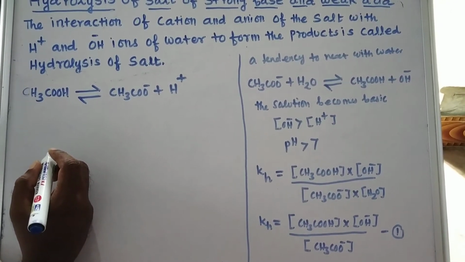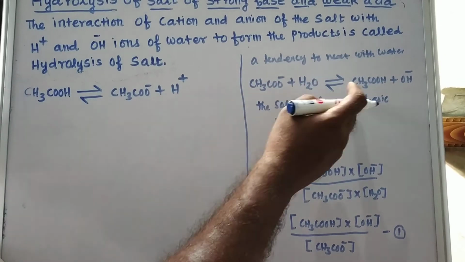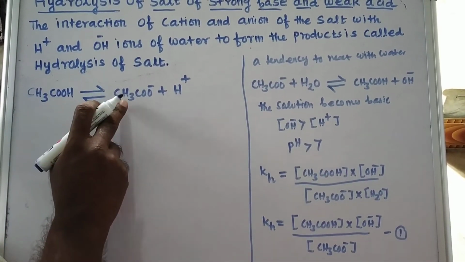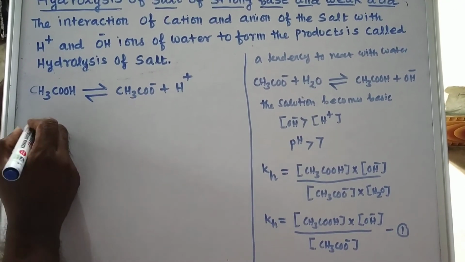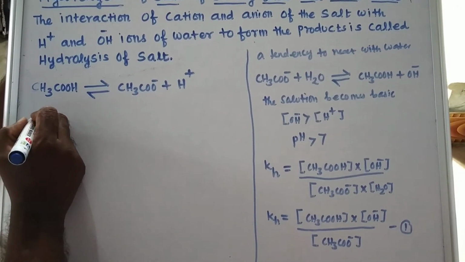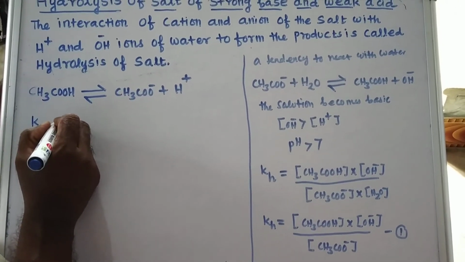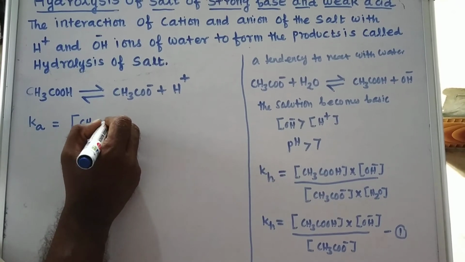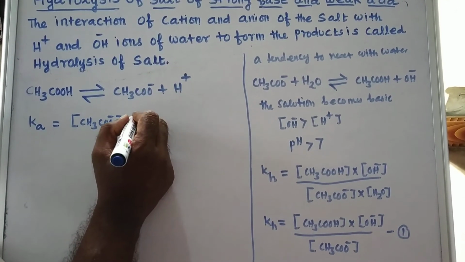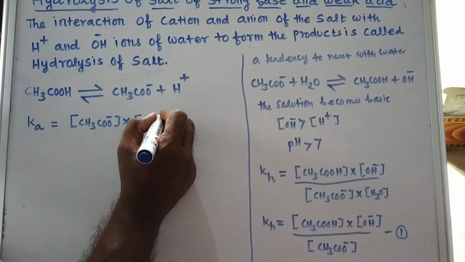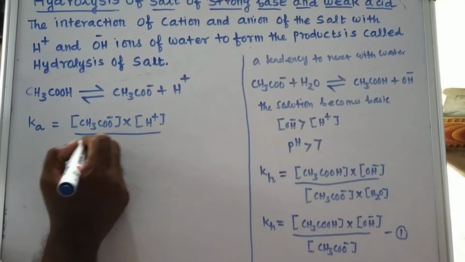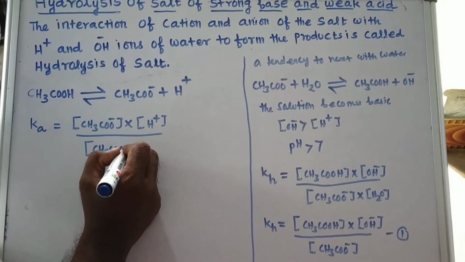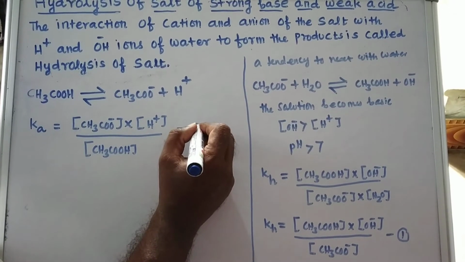Now let us consider the dissociation of the acetic acid formed. CH3COOH on dissociation forms acetate ion and H plus ion. Now I am going to write the dissociation constant Ka for this reaction. Ka is the concentration of the acetate ion into concentration of the H plus ion divided by the concentration of the acetic acid. So this is equation number 2.